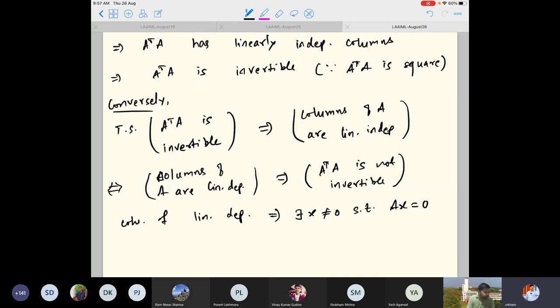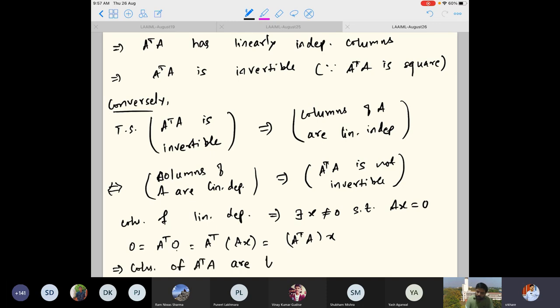So what I really do is I start with 0. This 0 is the same as A transpose times 0, and then this 0 I can replace with Ax, and then this will be A transpose A times x by matrix associativity. So I have found an x not equal to 0 such that A transpose A x is equal to 0, which implies that columns of A transpose A are linearly dependent. And this will mean that A transpose A is not invertible. Correct? Not invertible.